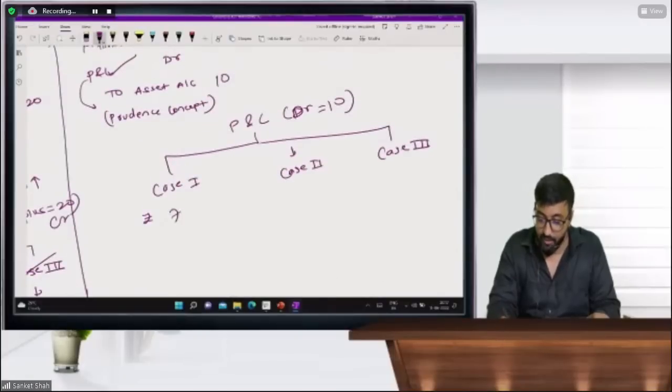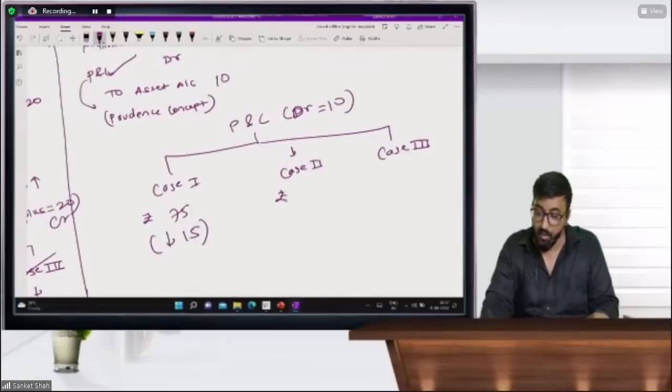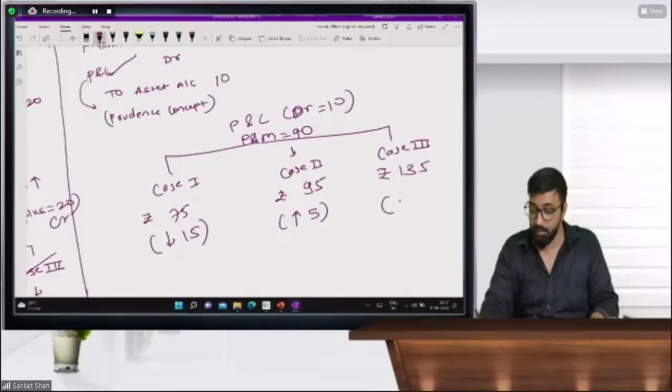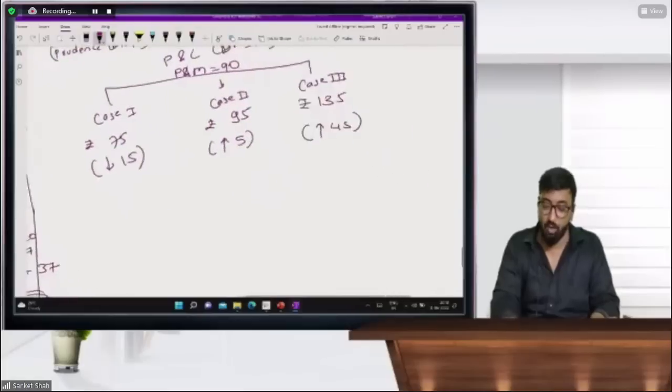Chalo, 75. So downward by how much? 15 rupees. Here it is assumed 95, so upward by rupees 5. Because your balance of plant and machinery is showing 90 rupees balance and assume 135. 135 means the increase will be by how much? 45 rupees. Now you only tell me all 3 cases' answers.